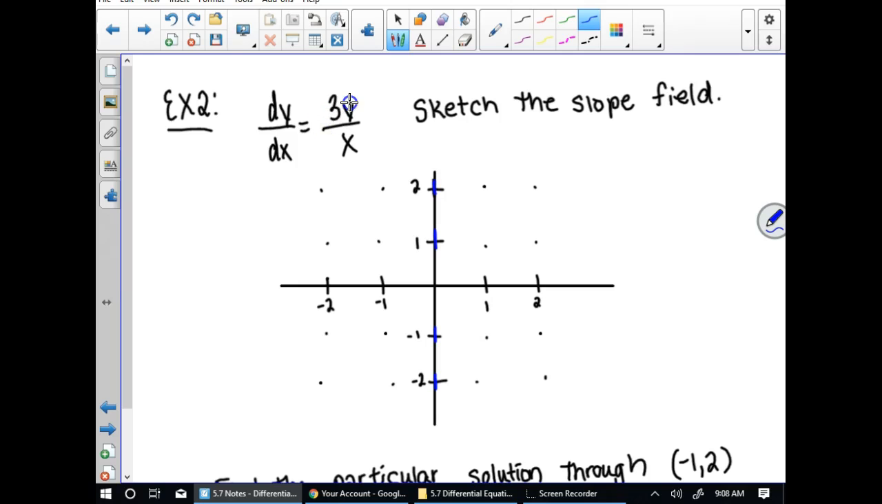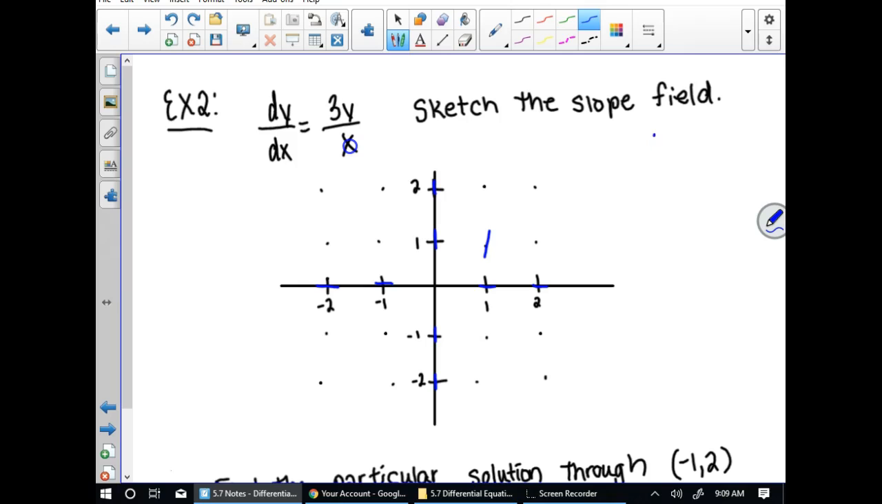What about if y is 0? What do we get if y is 0? We're going to get a horizontal line, except for at 0, 0, right? So we get horizontal lines here. And then if we just start plugging in points, like if I've got the point 1, 1, that gives me 3 times 1 over 1, so that's a slope of 3.